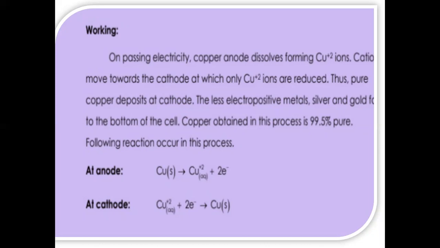Copper obtained in this process is 99.5% pure. In the reactions, metallic copper oxidizes by losing electrons, and then the copper ions are reduced at the cathode by gaining electrons to form pure, solid copper.